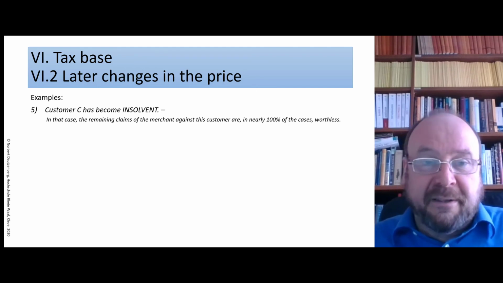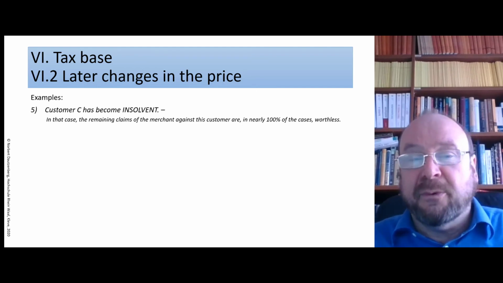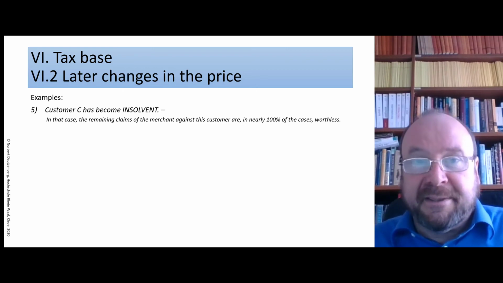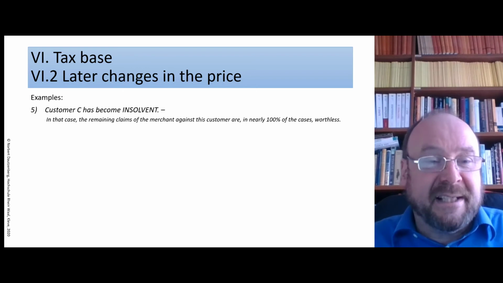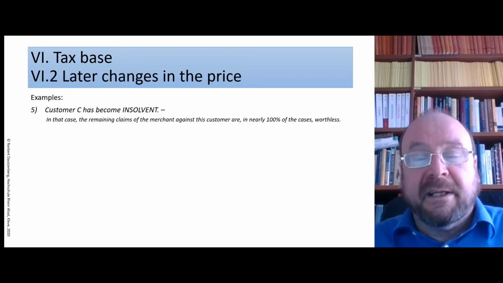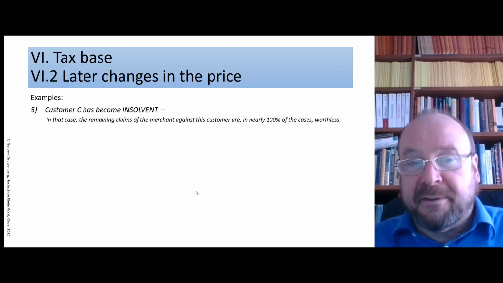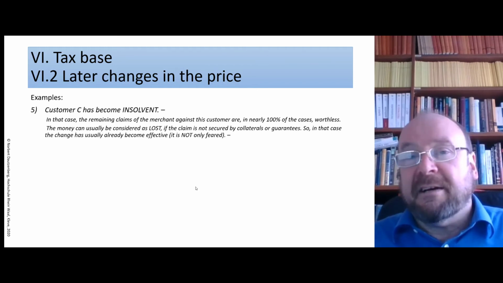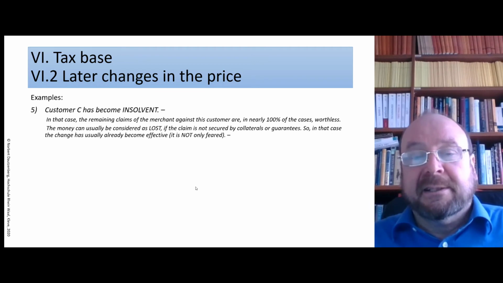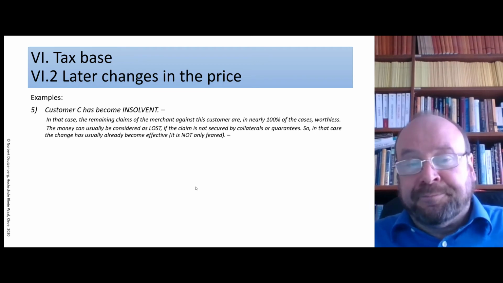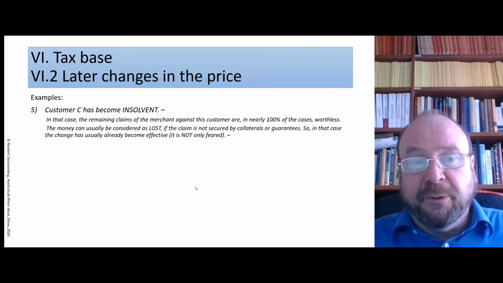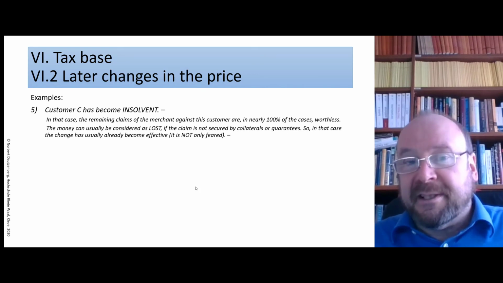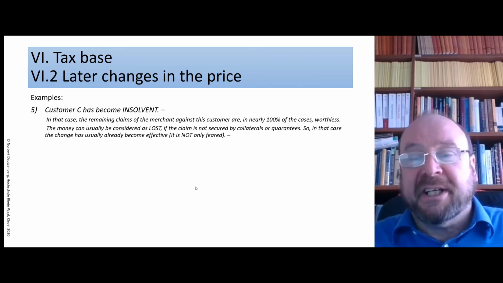You can usually, after insolvency, if you have no specific collaterals received, expect that you see nearly nothing of your claims. And so one can regard the moment of insolvency as having lost any remaining claim from a reasonable point of view. So the money can then be actually considered as lost. So the change has happened.